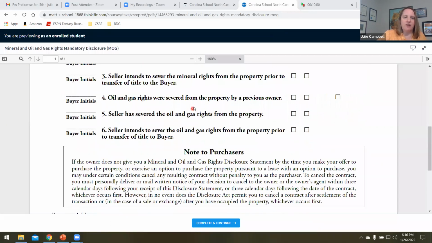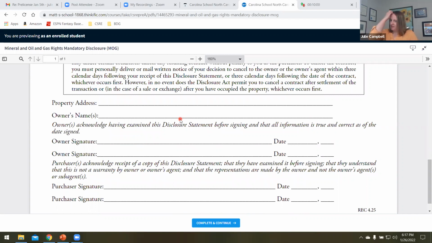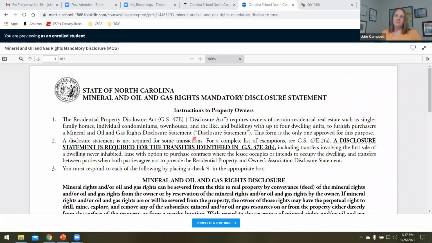And then we go through that little exercise again with oil and gas. So it was severed from the previous owners, the seller intends to sever it, or the seller has severed it. And then everybody signs. This one's just a one-page form for now. Questions?